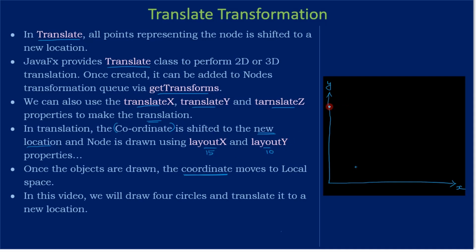Usually it will be in the top corner, so here I drew it in the reverse order. In JavaFx, the coordinate goes like this: X, Y. This is the top corner, but for easy understanding purposes we will assume that it's in the bottom left corner. Alright, so layoutX is 15 and layoutY is 10. So the rectangle will be drawn like this.